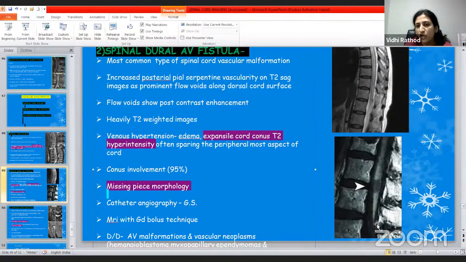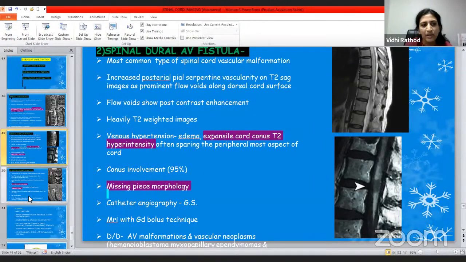And in the cord, when there is extensive T2 hyperintensity, one part of it might not enhance. So one geographic piece which is not enhancing is known as the missing piece morphology, described in spinal dural AV fistula. This missing piece is actually normal because the venous drainage over that area is normal. And the other part, which is T2 hyperintense and enhancing on post-contrast imaging, has actually poor venous drainage, and that leads to enhancement. So MRI with gadolinium bolus technique can be roughly used to know the site of the fistula, but the gold standard will be catheter angiography.